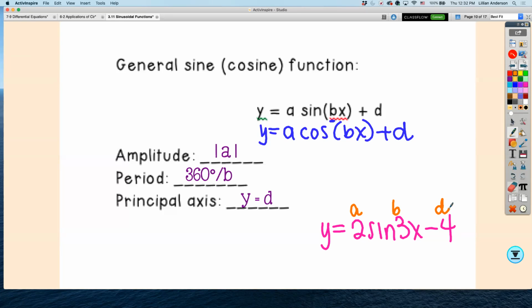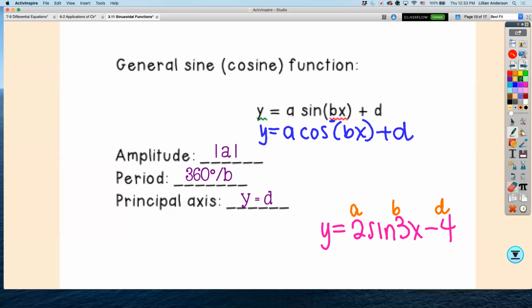So cosine is the one you put in blue? Cosine was the one I put in blue. It's the exact same setup. I just trade out sine for cosine. Is sine or cosine attached to the a? Yes, sine as well as cosine are attached to a. So it's like a times the sine of bx, a times the cosine of bx. D is either added or subtracted on.